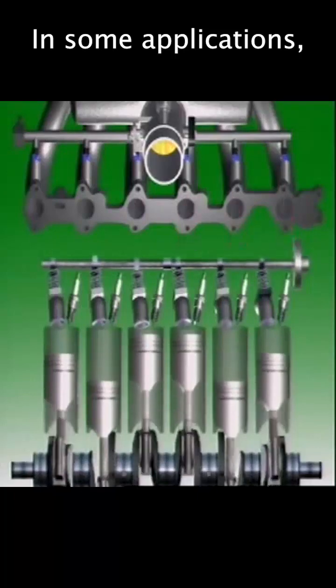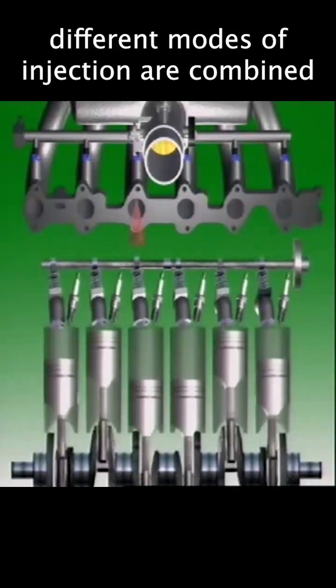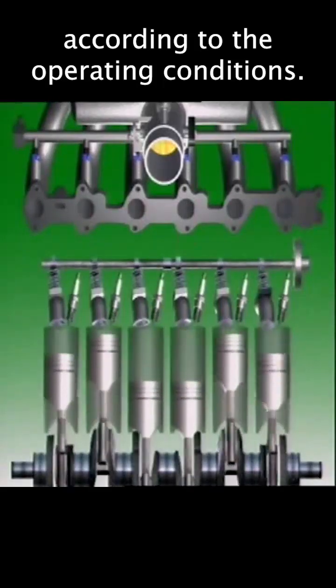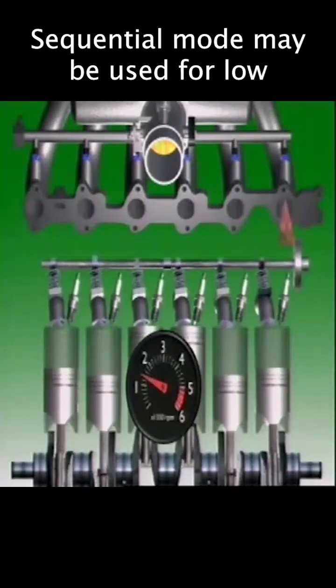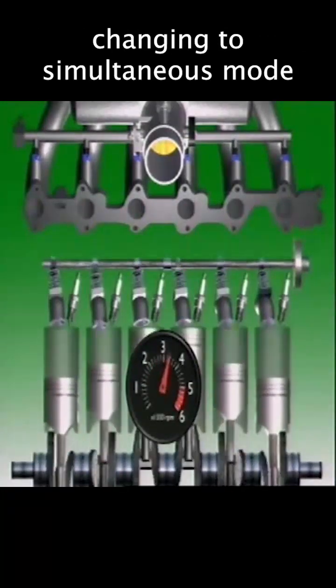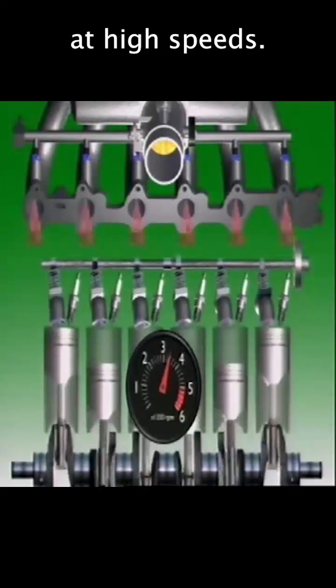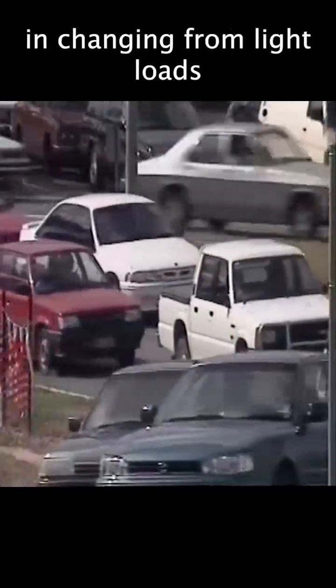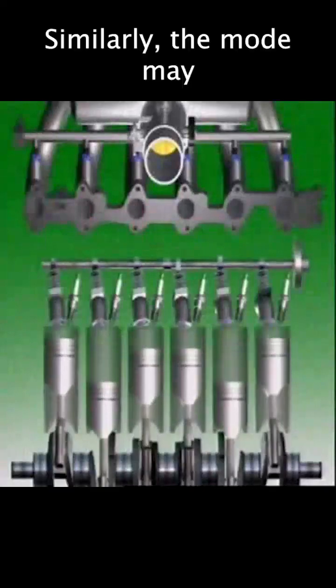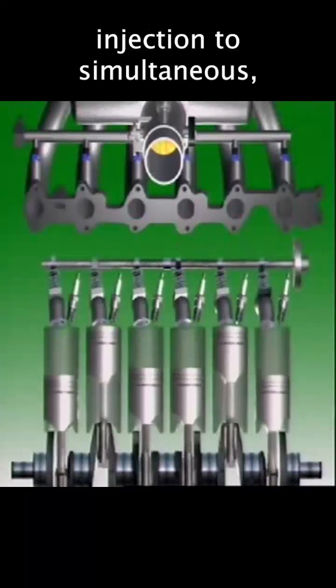In some applications, different modes of injection are combined so that the mode changes according to the operating conditions. Sequential mode may be used for low engine speeds, changing to simultaneous mode at high speeds. The same principle is used in changing from light loads to heavy loads. Similarly, the mode may change from group injection to simultaneous.